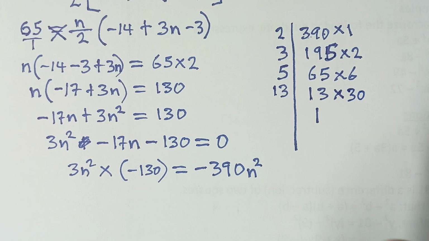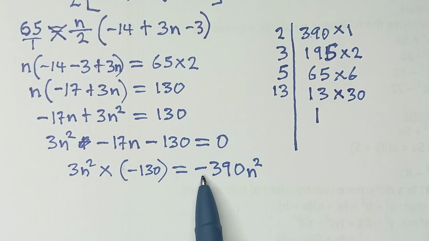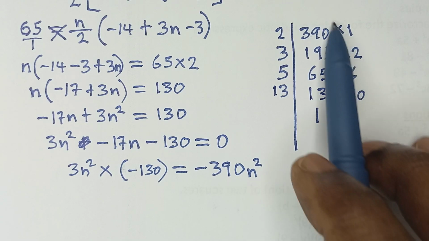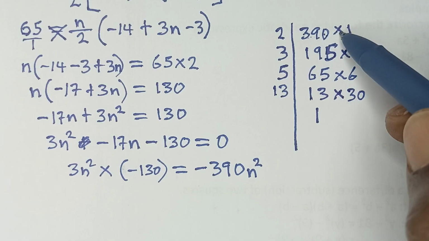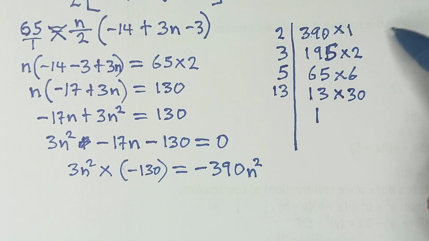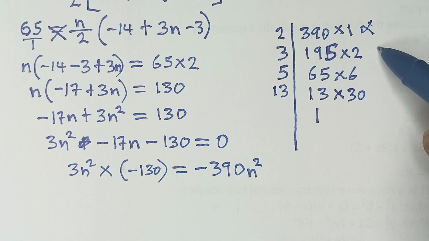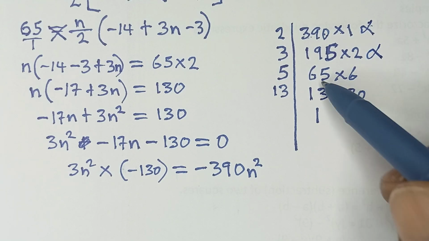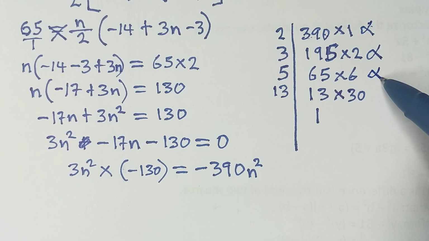So now, don't forget, we are looking for two numbers whose sum will be negative 17, and whose product will be negative 390. So this one has helped us to break down the factors. So now, can 390 added to 1 give us negative 17? No, it is not possible. 195 and 2 added together cannot give us 17. 65 added to 6 cannot give us 17.